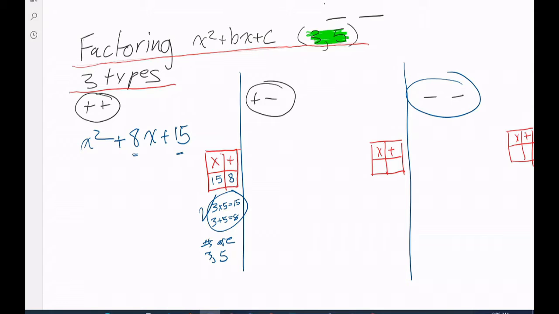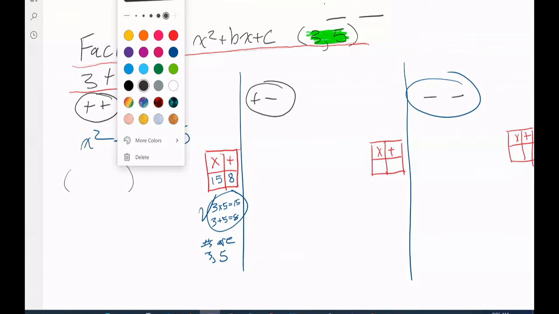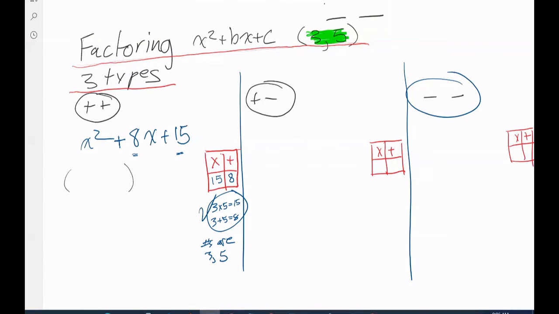Now that I have my numbers being 3 and 5, what I'm going to do is make my brackets. And my brackets are two of them. So I've got my brackets. And I start with x and x in both brackets, but then I put in plus 3 and plus 5 as my answers. And you see where they came from. They came from our numbers that we had talked about earlier.